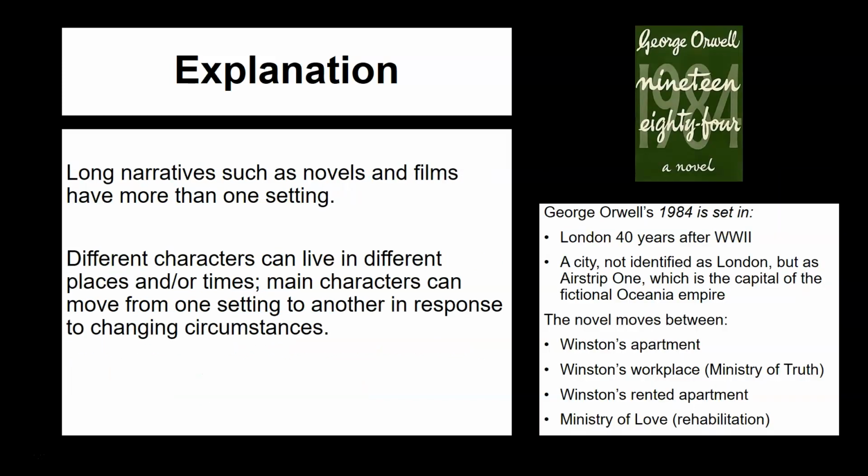Long narratives, such as novels and films, have more than one setting. Different characters can live in different places and/or times. Main characters can move from one setting to another in response to their changing circumstances.